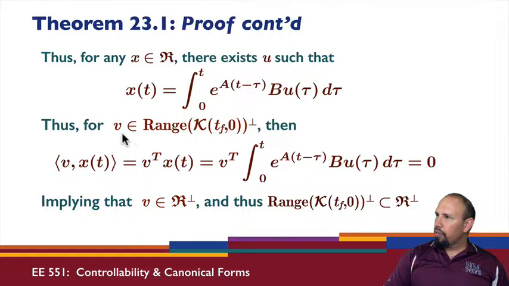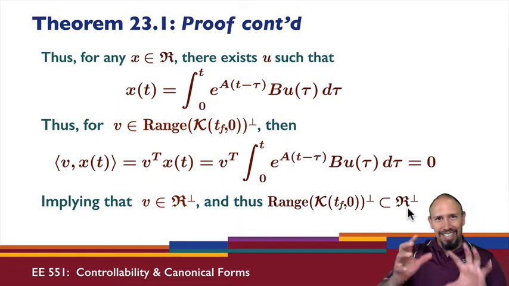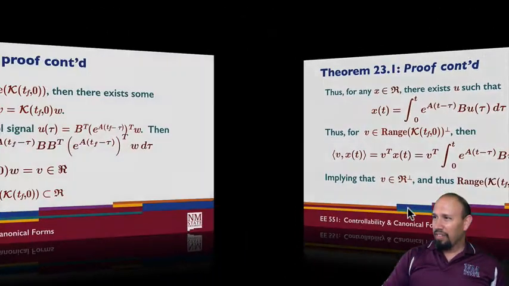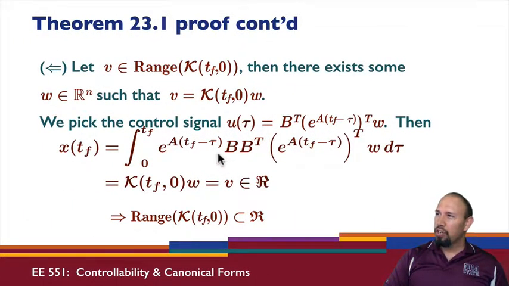Okay, so I started off with V in the orthogonal complement of the controllability Gramian range, and I end up with something in the orthogonal complement of R. So that shows that this set is contained in this set. Phew, it seems a little twisted, but that's just how it goes. So anyway, that is proved. Now we prove the other direction.